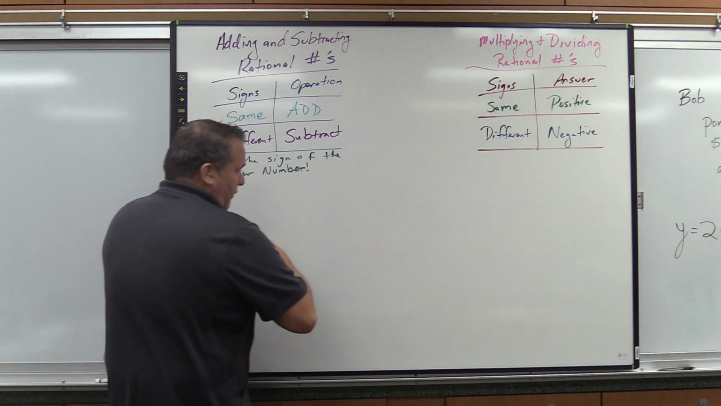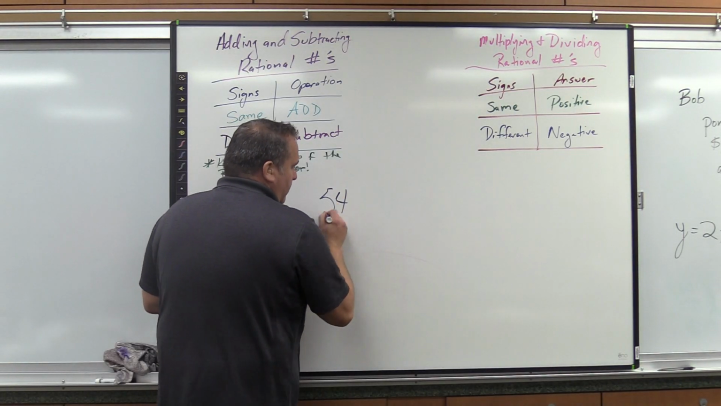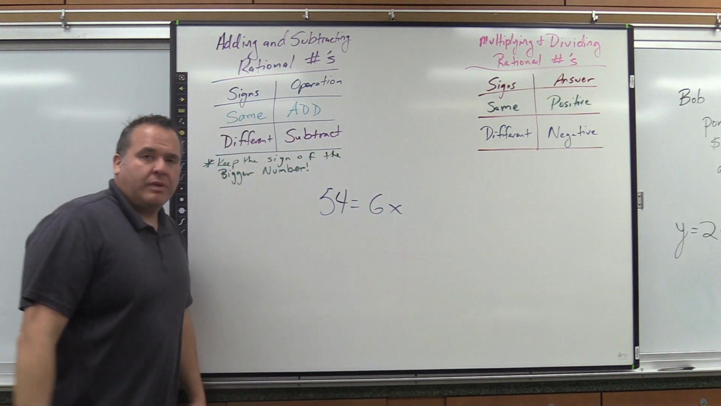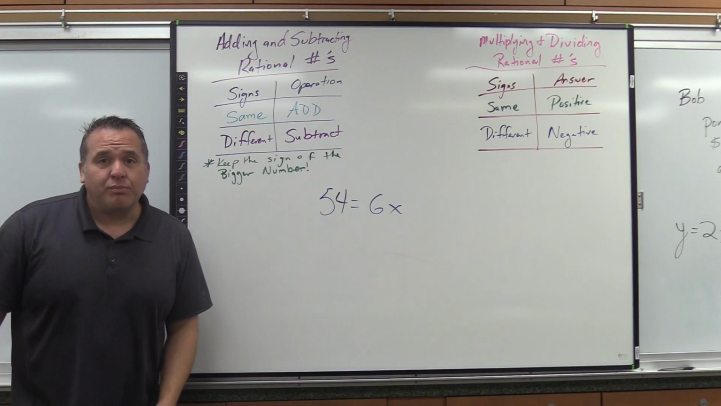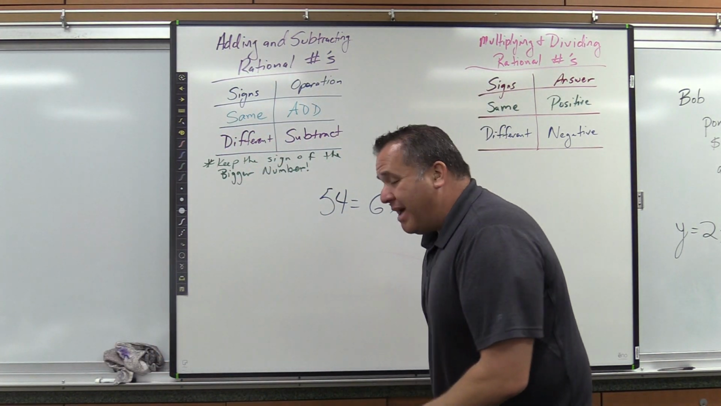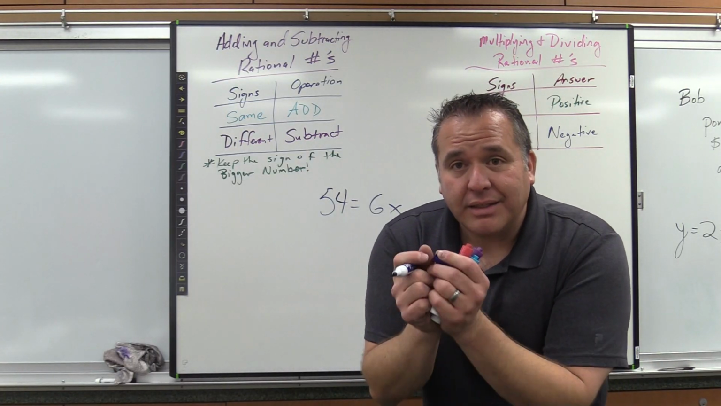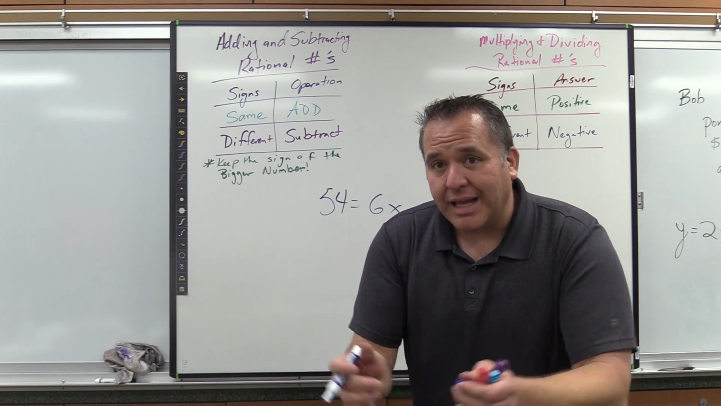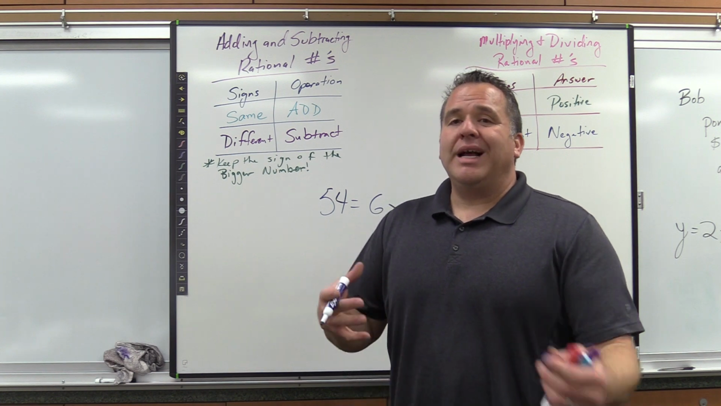Now here we've got this one. 54 equals 6x. Now we look at this. What's different about this problem? There's no plus, there's no minus sign. It's the 6 and the x mashed together, right? When the 6 and the x or anything's mashed together like that, that means multiply. So we've got 6 times x.